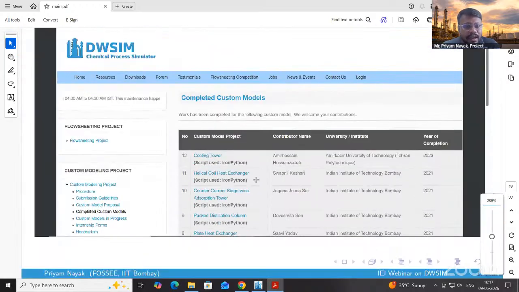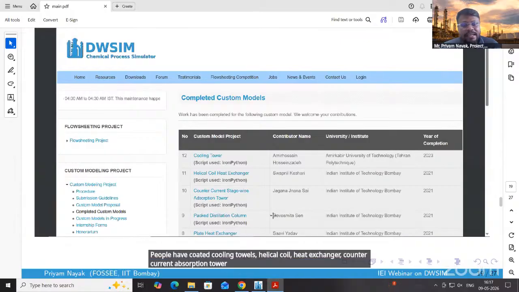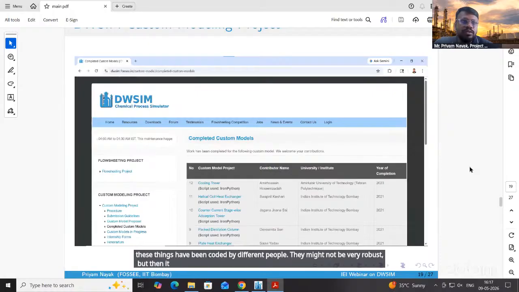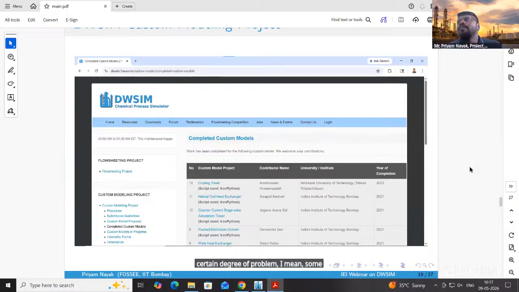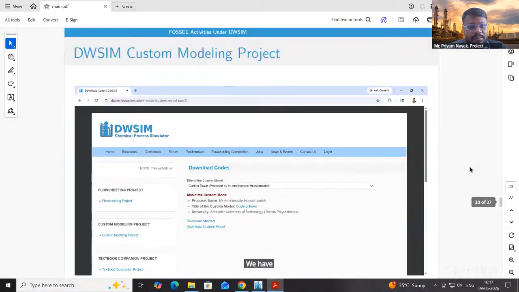People have coded cooling tower, helical coil heat exchanger, counter current absorption tower, packed distillation column, plate heat exchanger. All these things have been coded by different people. They might not be very robust, but it suits them to do some kind of solving. It suits some certain degree of problem, some certain degree of capabilities is available with this. And therefore they have coded it, they have modeled it and submitted it to us, and we have hosted all those custom models. So this is another activity that we have, which is custom modeling project.